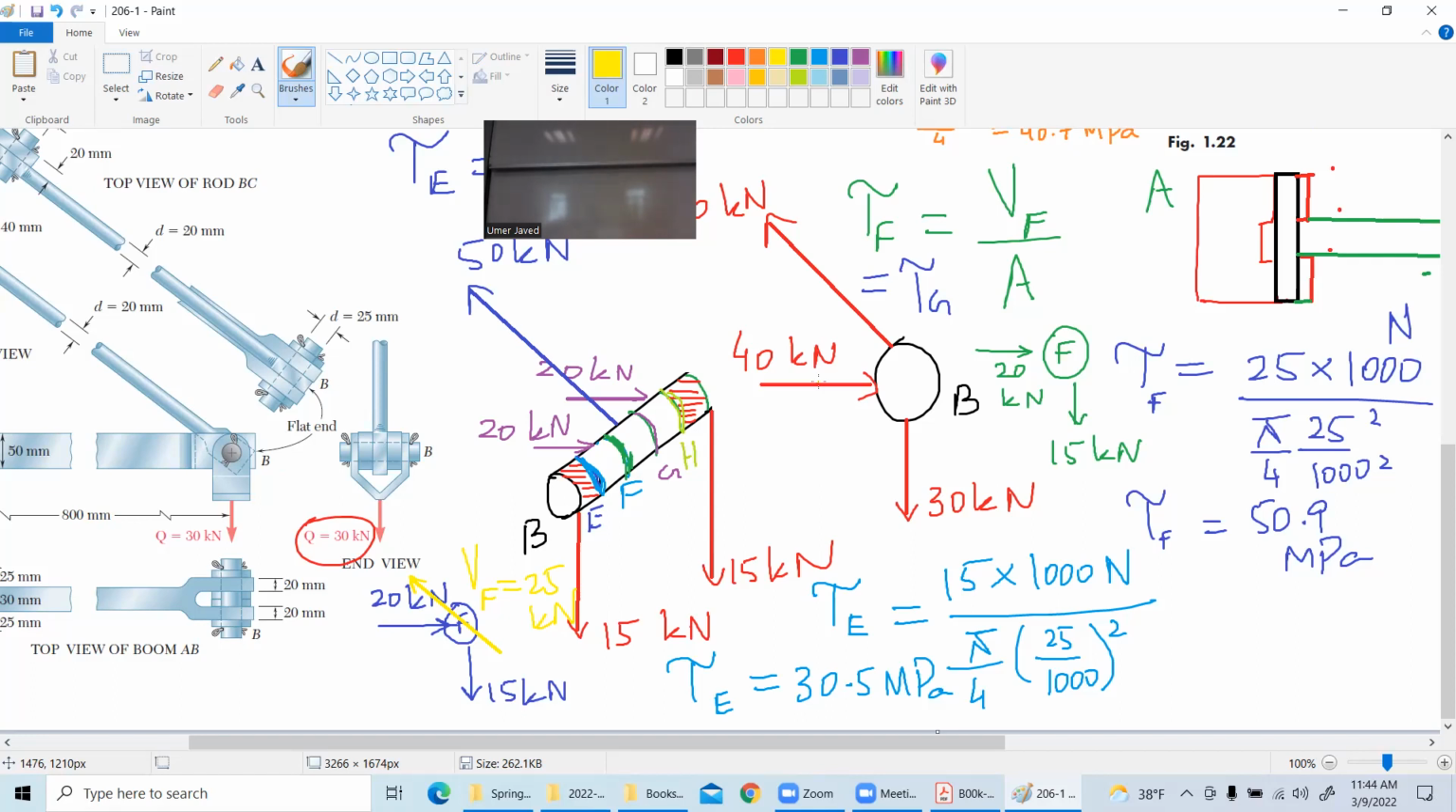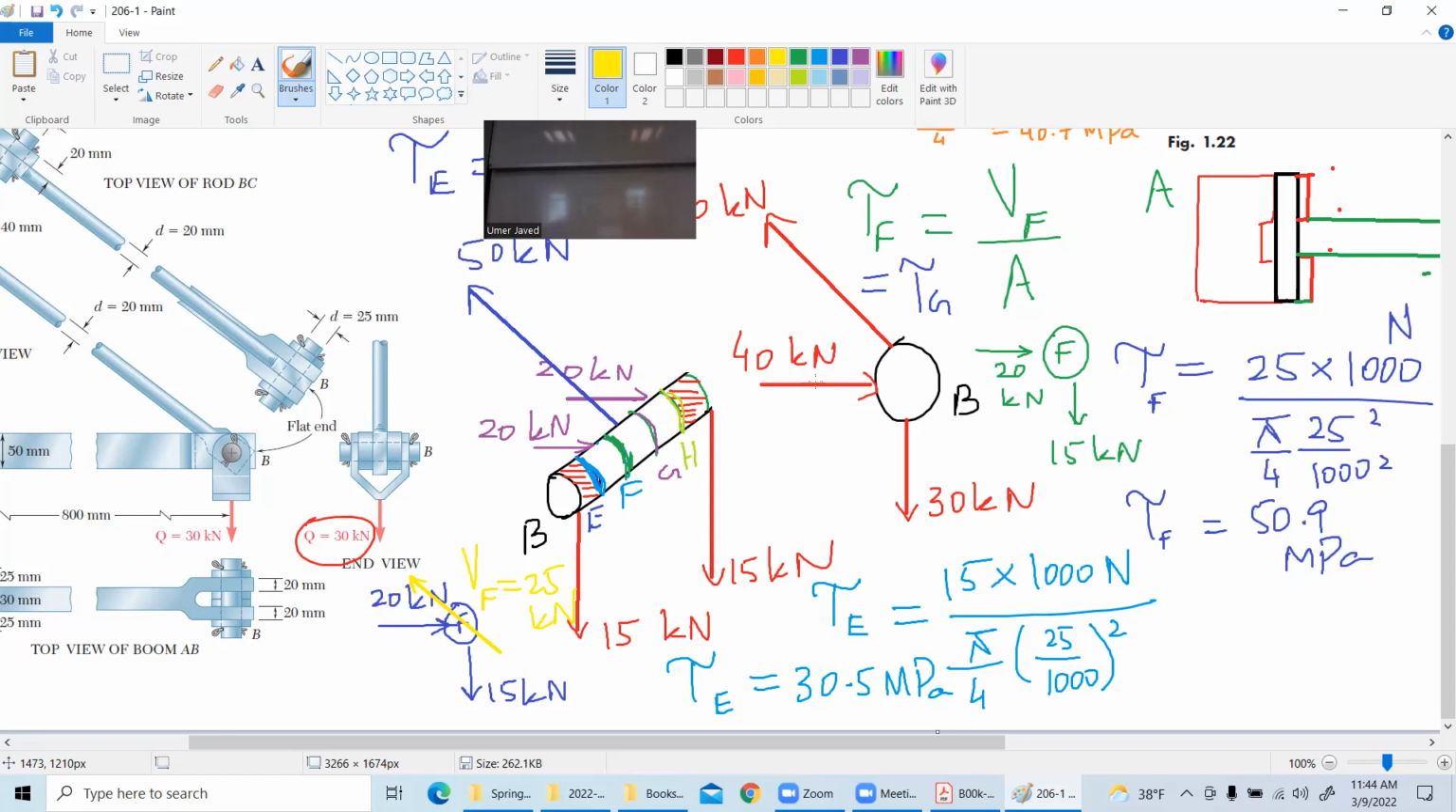If I use the 40, it is actually looking at two cross-sectional areas, so I would have to use this A plus this A. But if I use this 20, I have to use only one A. So I am not considering the area the force is being applied to; I am considering the force that is applied on the area.